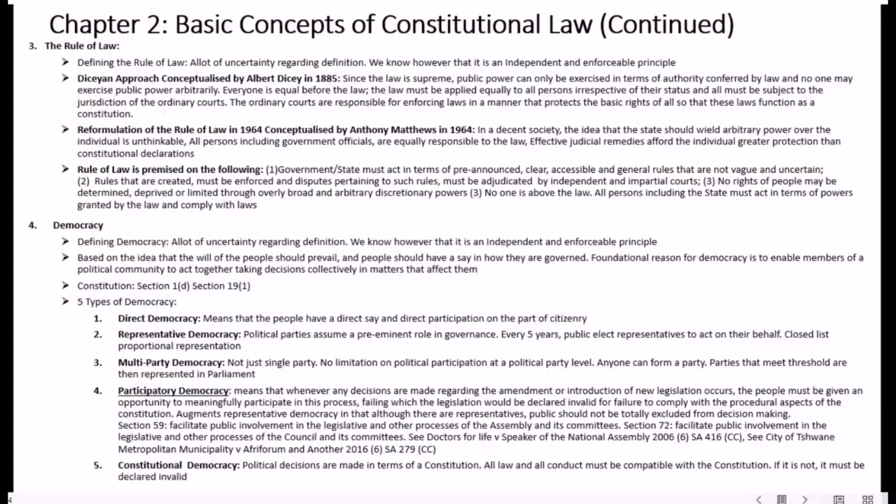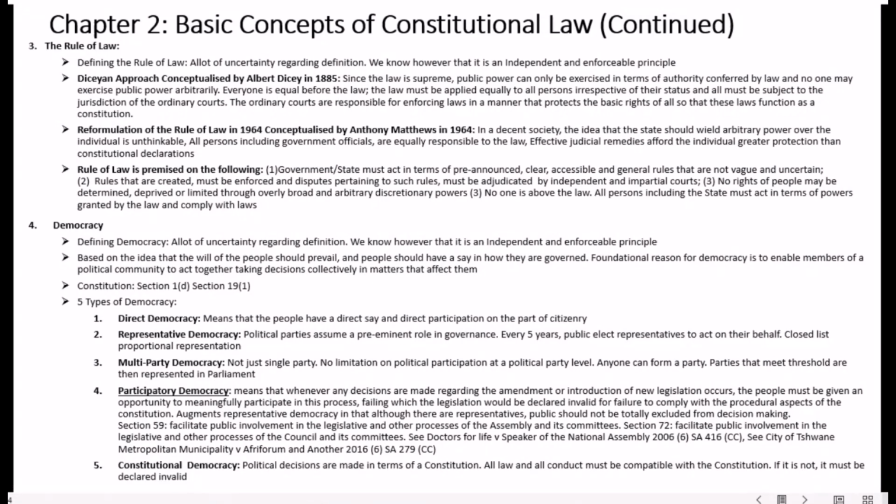Okay, then the last concept, colleagues, in terms of chapter 2 is democracy. And once again, democracy is a very elusive concept. There's no fixed way of defining it, but what we do know is that it is an independent and enforceable principle. It is based on the idea that the will of the people should prevail and people should have a say in how they are governed. And the foundational reason for democracy is to enable members of a political community to act together, taking decisions collectively in matters that affect them.